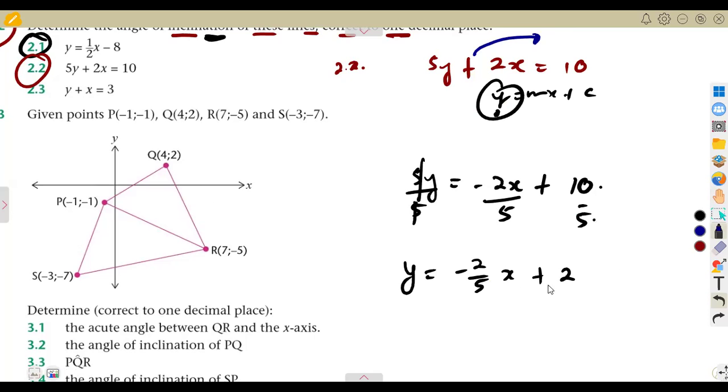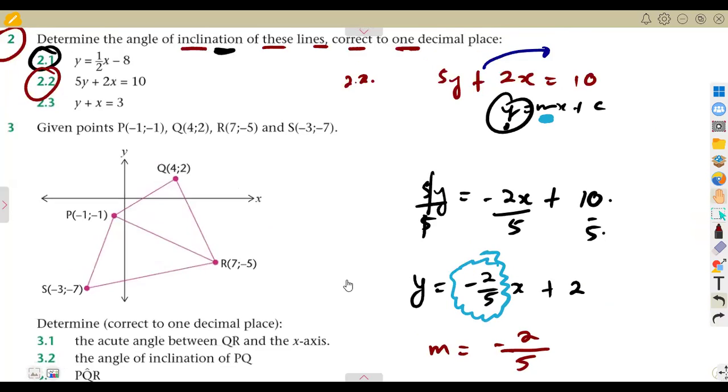So here I'm not worried about this constant. I'm worried about the part that is affecting x, mx. M is the part affecting x. And what is affecting x is this number, which is negative 2/5. This is your gradient. So your gradient is negative 2/5.